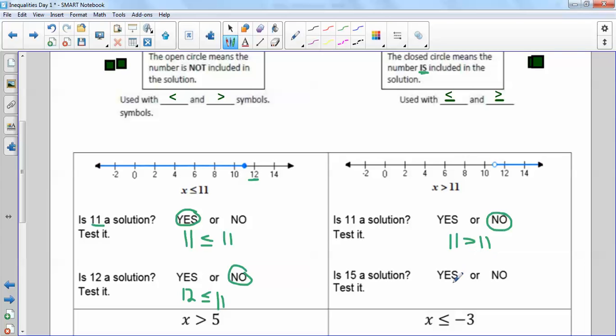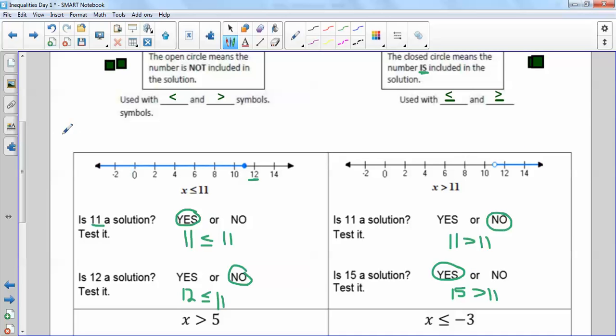Let's try 15. 15 is greater than 11. Well, yes. When we plug it into our inequality, 15 is greater than 11. Okay, also 15 would be over here on our number line. It's bigger than our 14, but it's included in all this blue area. It's included in our solutions. So 15 is a solution.